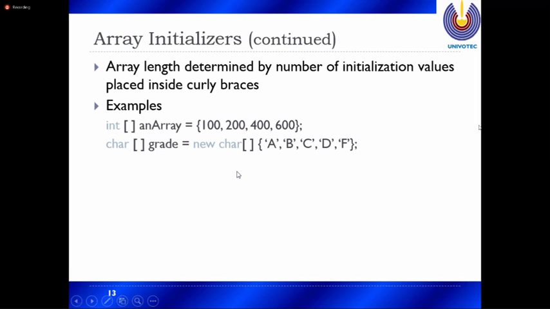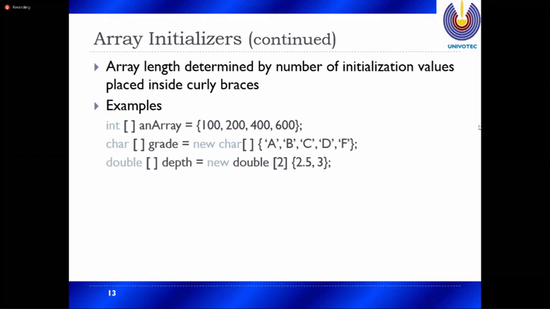Anyway, you can declare the array type variable. Double depth, new double, this way. Okay, if you mention 2 elements, you must give only 2 values. The third one is double depth. With the square bracket having nothing inside, it's a one dimensional array.